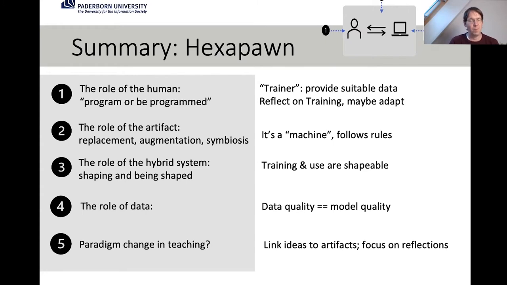It's a mechanic thing. The system just follows rules. It does not really understand that there's a human being or an animal or whatever crossing the street. It does not know what it means. You also have to have lots of data and good data to have a good model quality.